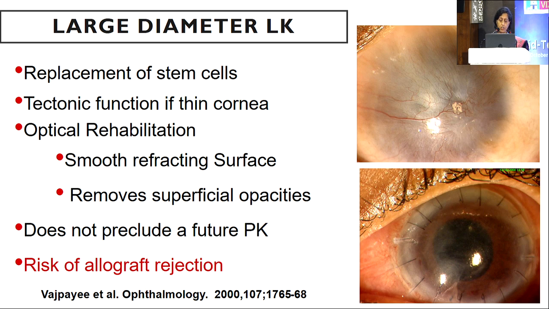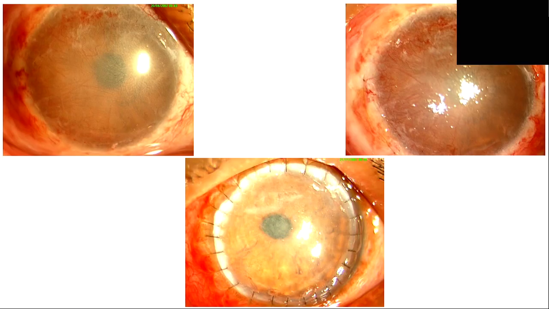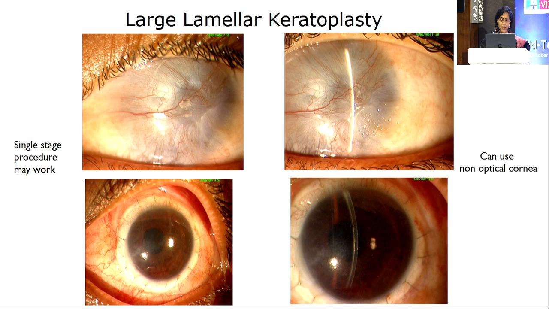So in this case, with one shot you can do a large lamellar keratoplasty, including the limbal stem cells of the donor. So this is an example of that. It can do well, but again, of course, you have to use systemic immunosuppression. There are some of the results of a large LK.